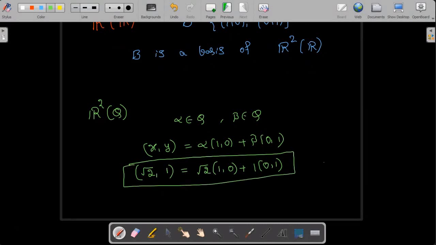But here, if you observe, this √2 doesn't belong to Q.